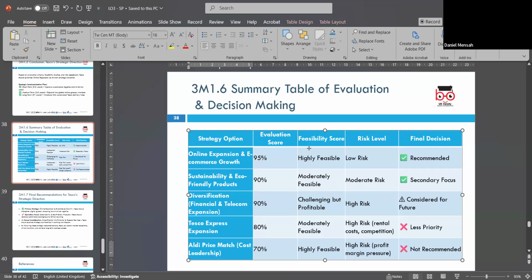In this case also, if it is the opposite way, the feasibility score is high for the sustainable, eco-friendly product, and the feasibility score is maybe moderate for online expansion. So maybe your final decision can be changed. So you need to make the analysis based on these metrics, the results of this. So this is all.